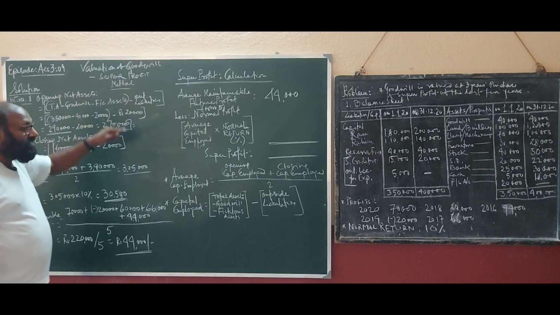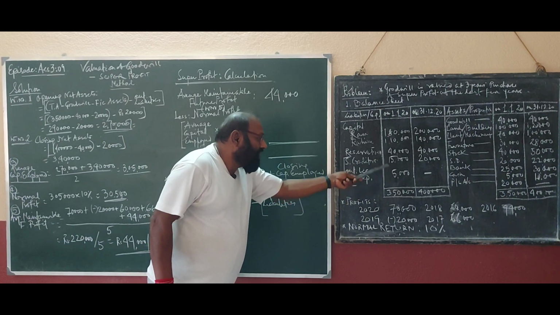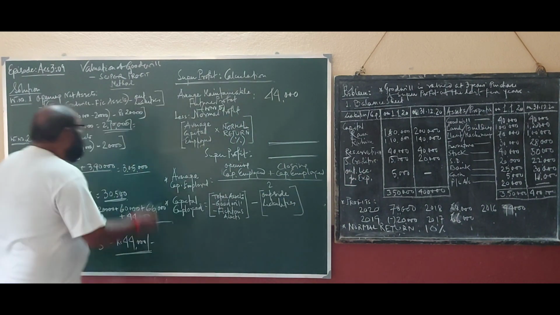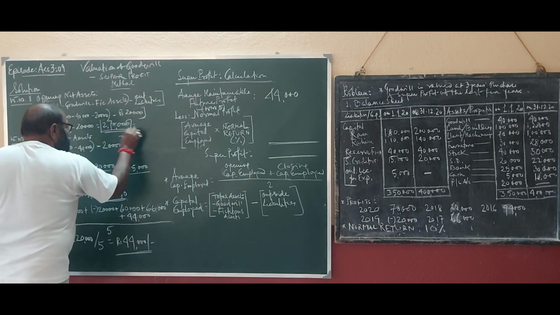Then outsiders liability. What is the total outsiders liability? In opening balances, total outsider liability is 20,000. So this 20,000 minus. So the net figure is 2,70,000.